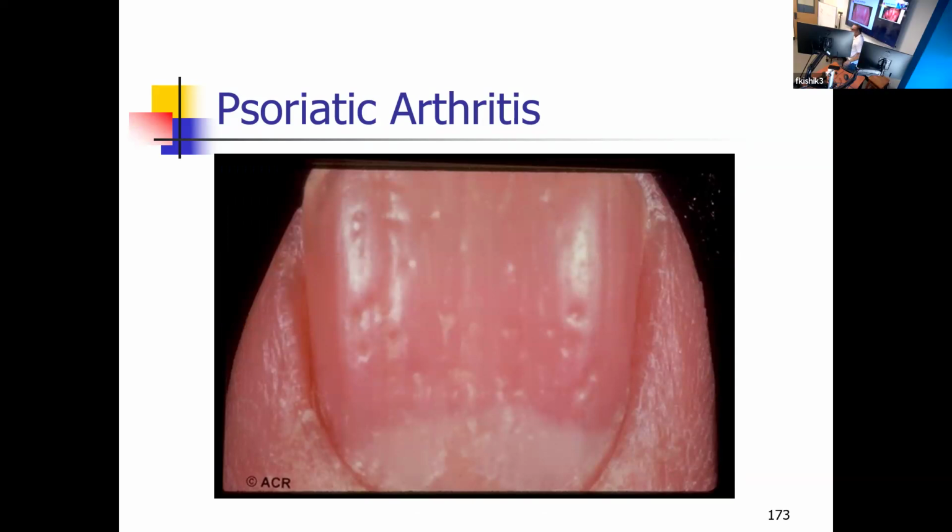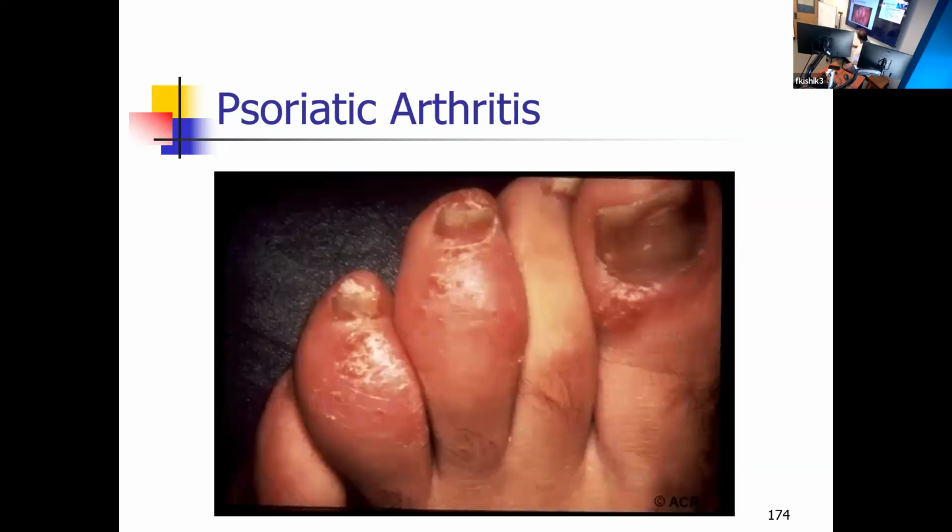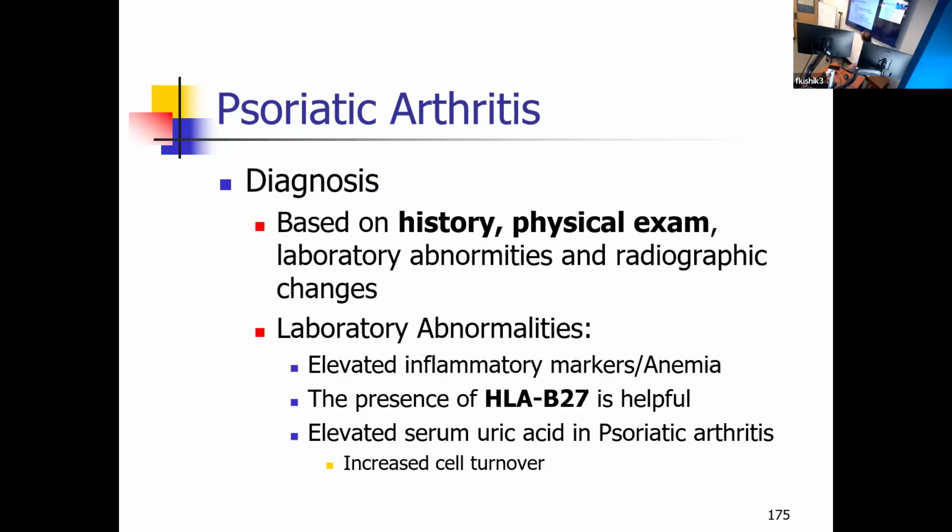And that could be great. But the nails are key. I can't stress enough how important the nails are. Here's a sausage digit. Once again, you ask the patient to take off their shoes, and this is what you'll see. All right, we got a history, we got a physical examination.